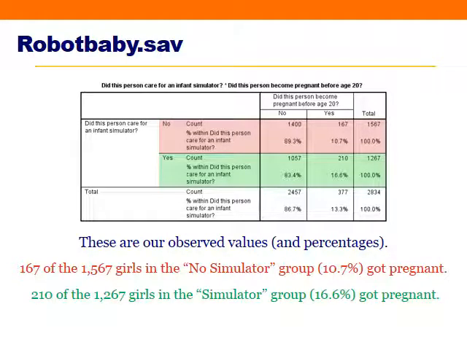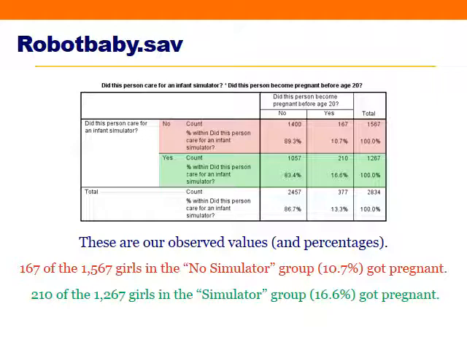In the second row, we have our other group of girls, 1,267 girls who did take care of an infant simulator. Out of those girls, 210 did become pregnant, and 1,057 did not become pregnant. In other words, 16.6% of the girls who did take care of a simulator did become pregnant before age 20.